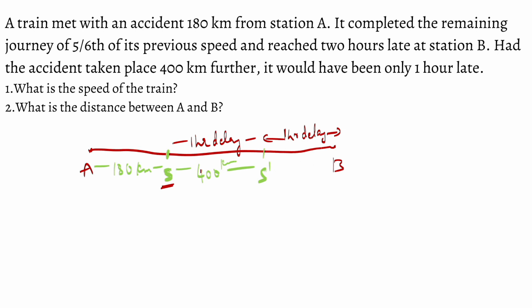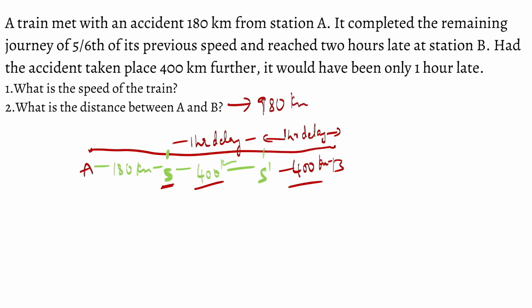So if this is 1 hour, then this distance must also be 400 kilometers, right? So this is 400 kilometers and this is 400 kilometers. So our answer to the second question, what is the distance between A and B? A and B total distance is 400 plus 400 plus 180. This is 980 kilometers.